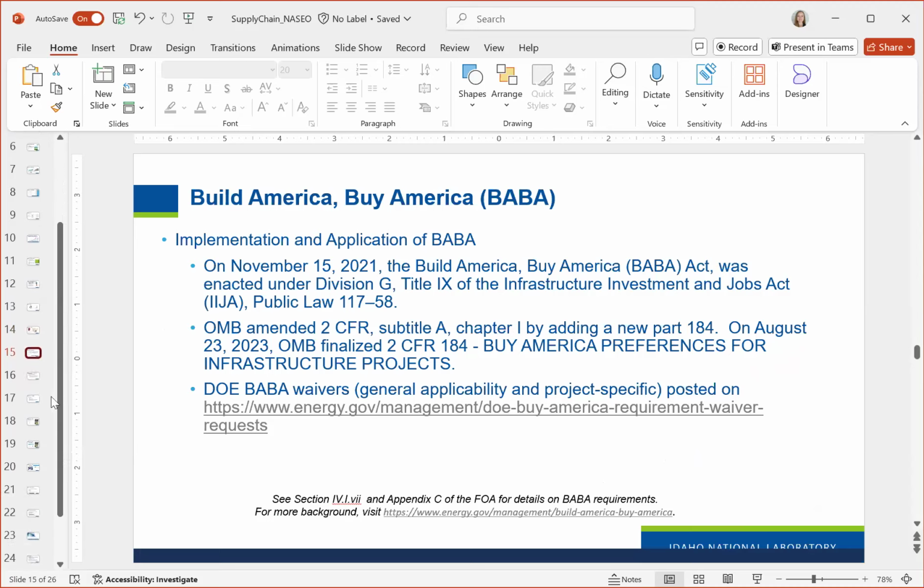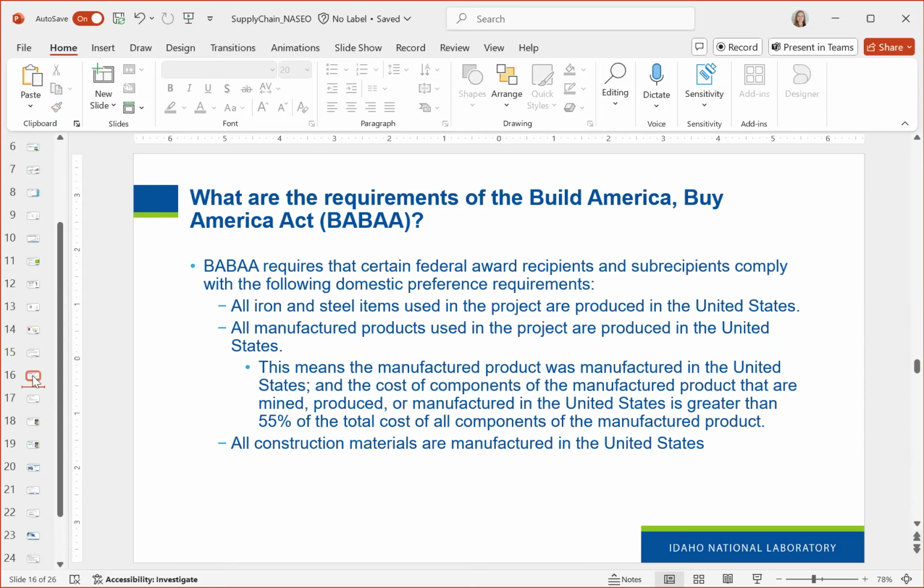Another note here, the implications of Build America, Buy America on the solar industry and what that means for supply chain security. The overall requirement here applies to federal awardees as well as subrecipients. So this doesn't necessarily apply to all private investment, but it does apply to projects that are funded with federal dollars. The key piece here was focused on iron and steel used in the project being produced in the United States. From a cyber perspective, that's certainly not going to be as impactful.